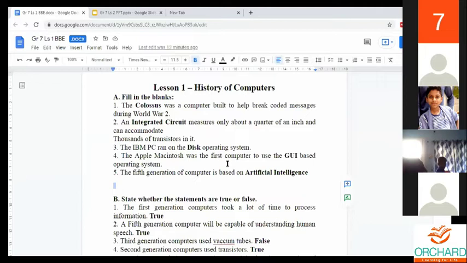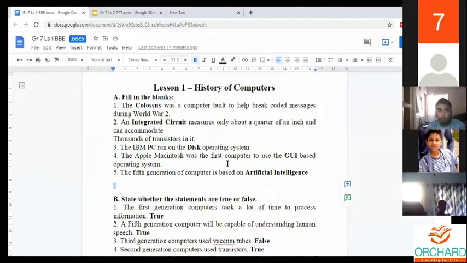Artificial intelligence. I am repeating it one more time. The Colossus was a computer built to help break coded messages during the Second World War. An integrated circuit, IC, measures only about a quarter of an inch and can accommodate thousands of transistors in it.